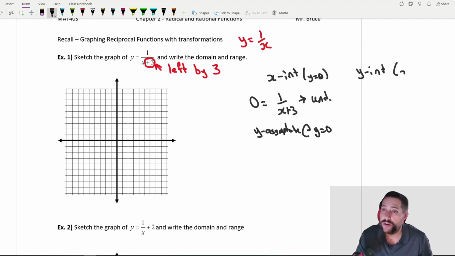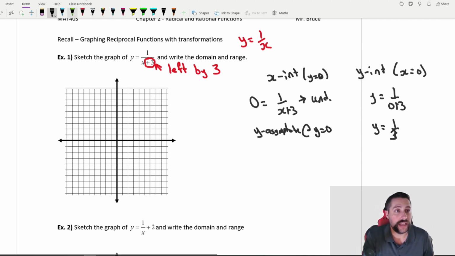For the y-intercept, we're going to set x equal to 0. So we have y is equal to 1 over 0 plus 3. Well, 0 plus 3 gives us 3, so 1 over 3, and the y-intercept is at 1/3. Now that we know that, we can graph the particular example.